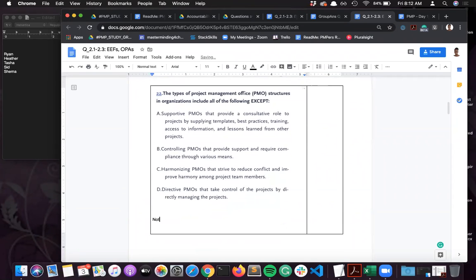Okay, so 22, Heather. The types of project management office structures and organizations include all the following except: supportive PMOs that provide a consultative role to projects by supplying templates, best practices, training, access to information, and lessons learned from other projects. Controlling PMOs that provide support and require compliance through various means. Harmonizing PMOs that strive to reduce conflict and improve harmony among project team members. Or directive PMOs that take control of the projects by directly managing the project. So my answer is C, because there is no such thing as a harmonizing PMO.